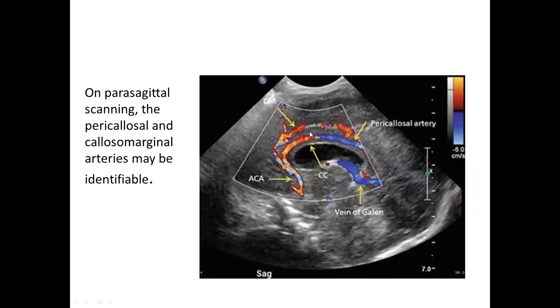On parasagittal scanning, we will see the branches of the anterior cerebral artery, callosomarginal and pericallosal arteries, and here the vein, the great cerebral vein of Galen. Of course, in cases with partial agenesis of the corpus callosum, we will see the pericallosal artery stops at the edge of the corpus callosum.